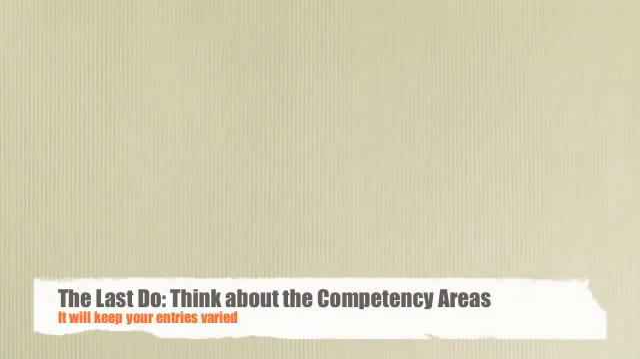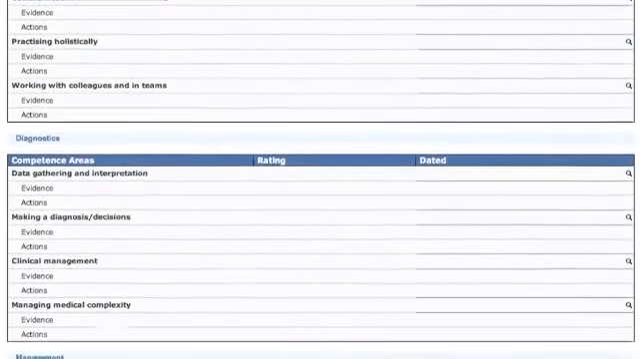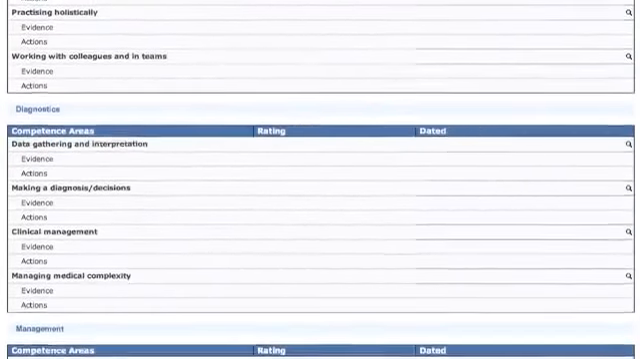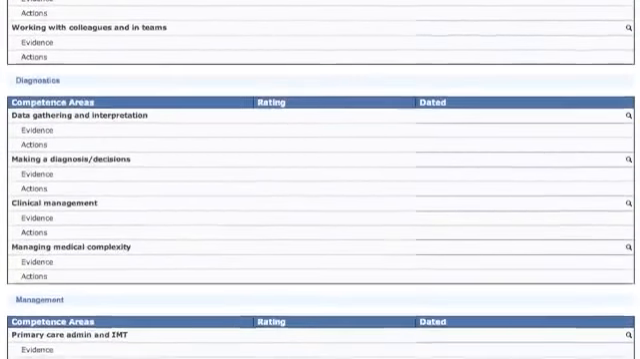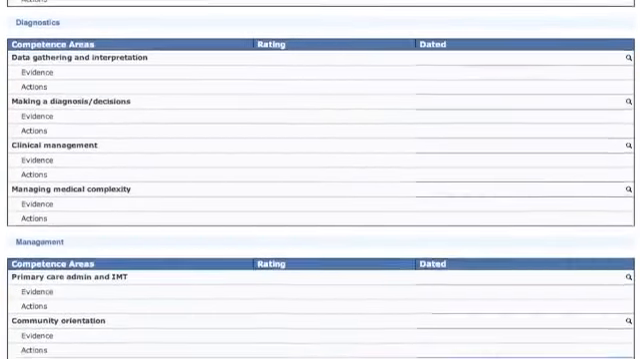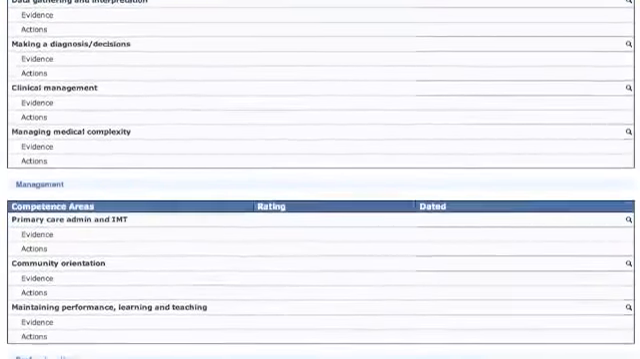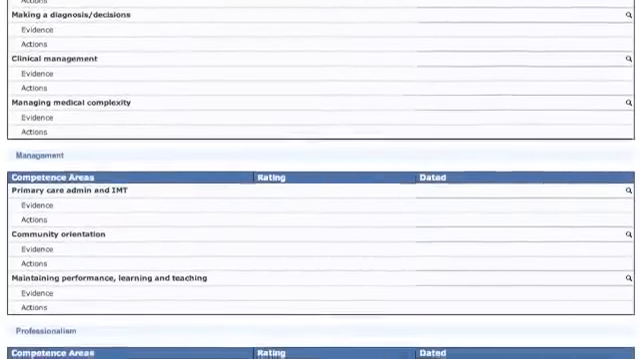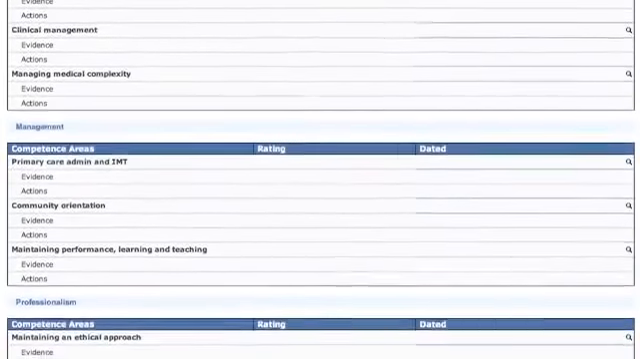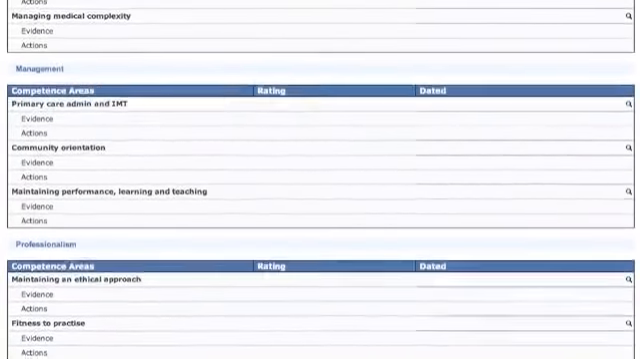When you make your log entries, do think about the different competency areas, because this will help to keep them varied. It is likely that you'll have a natural bias towards some of the competency areas, for instance, making a diagnosis or clinical management, and that other areas won't come quite so naturally. It might be that you need to pay special attention towards thinking about the ethical dimensions, for instance, or community orientation. If you can get this right, then you will have a greater breadth of entries on your log, and this will help you to think more laterally and outside of the box.